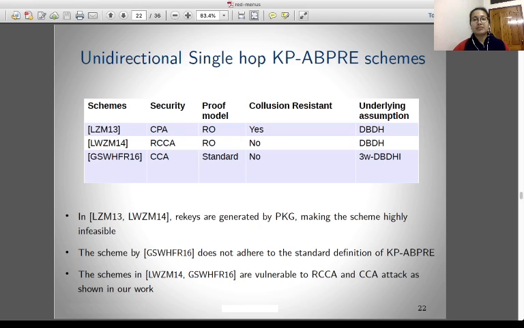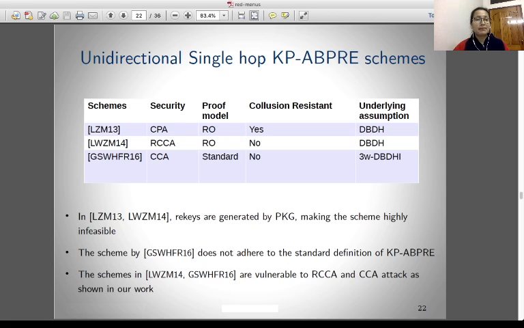So in the context of key policy ABPRE schemes, there were only 3 attempts made in the literature. The first one was by Lee et al., who gave the first construction of a CPA secure KP-ABPRE scheme in the random oracle model. Their scheme is collusion resistant, and it is secure under the DBDH assumption. Next, the same scheme was extended to the RCCA setting by Lee et al. in the random oracle model. However, the scheme was not collusion resistant, and it is again proved to be secure under the DBDH assumption.